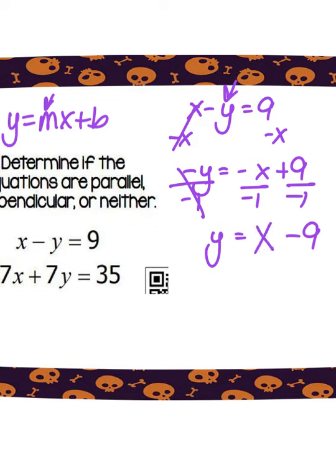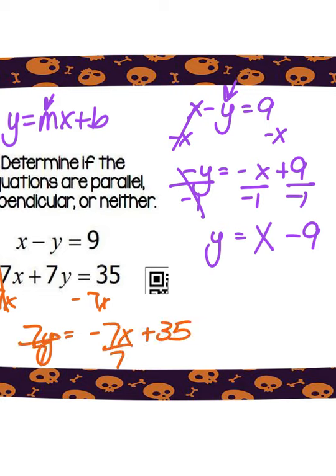Okay. Now I'm going to go ahead and take care of the other one here as well. So I'm going to start by moving that 7x. So I have 7y equals -7x plus 35. Divide by 7 on everything. So y equals -x plus 5.